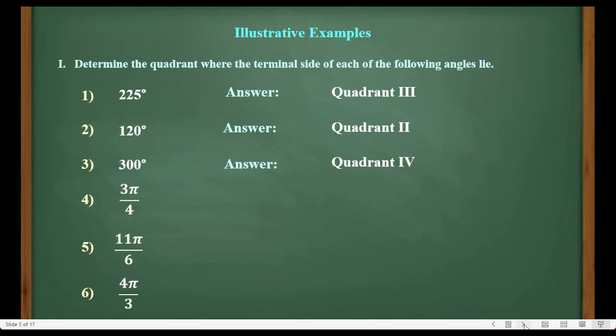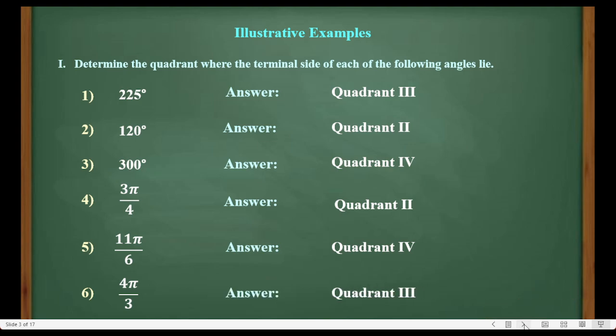For number 4, 3 pi over 4 radian measure, its terminal side lies in quadrant 2. And for number 5, 11 pi over 6, its terminal side lies in quadrant 4. And finally, for an angle whose measure is 4 pi over 3 radians, its terminal side lies in quadrant 3. Okay? So if you don't have any question at this point, let us continue with this presentation and proceed to the next slide.